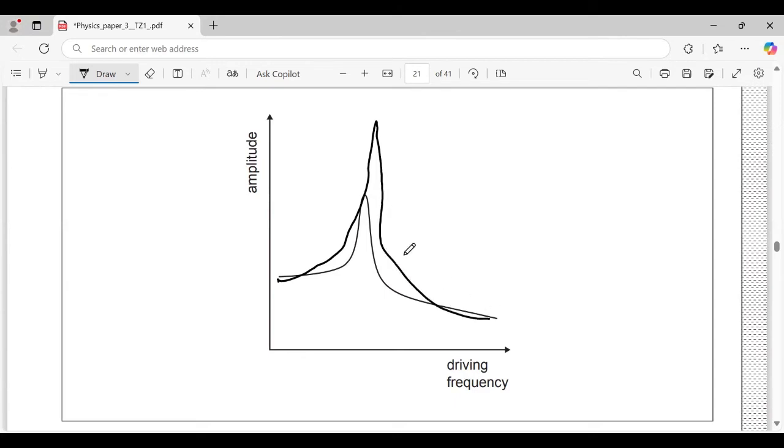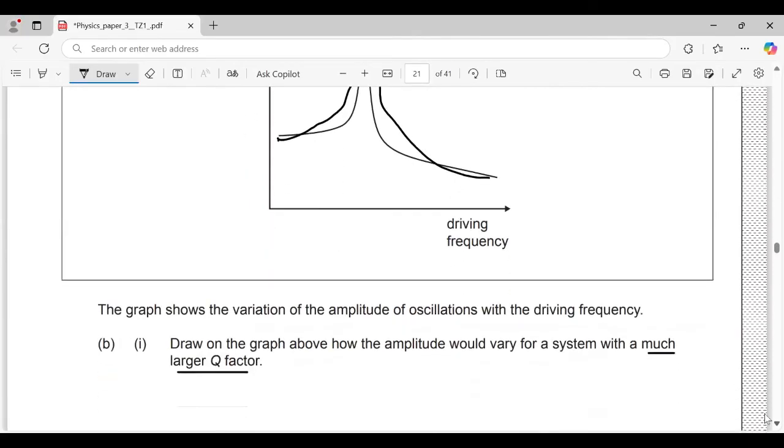Okay. Or like this. Yeah. Right. Okay. So the resonance peak will be taller than the original one, and narrower. It's because the higher Q factor indicates lower damping. Okay, next. I think clear.